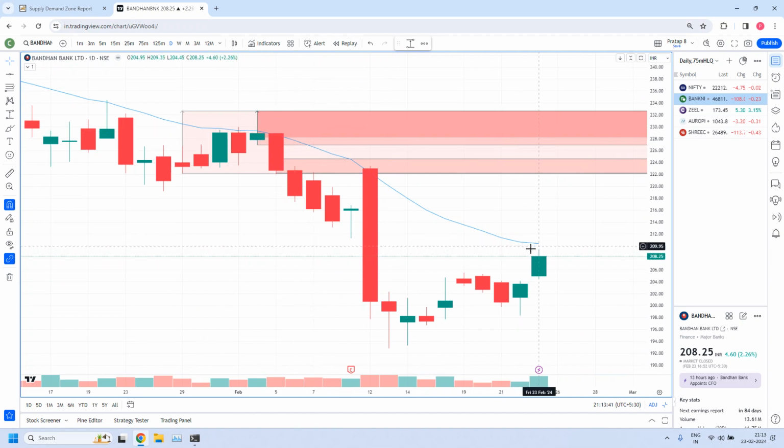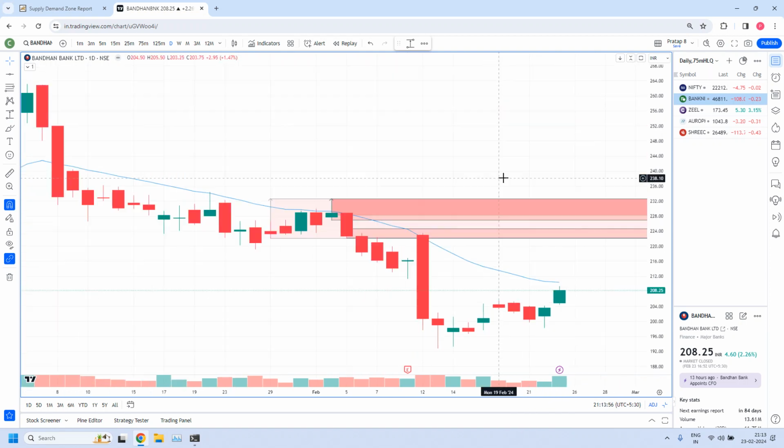The daily EMA extension, our extension is completed. There is a possibility that, because the daily extension is completed, instead of prices entering into this, it will turn back. That possibility is also there.